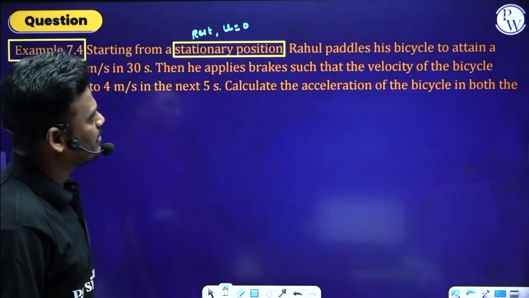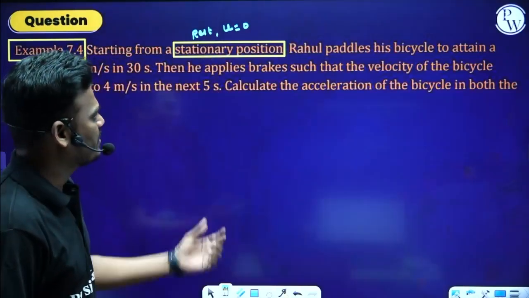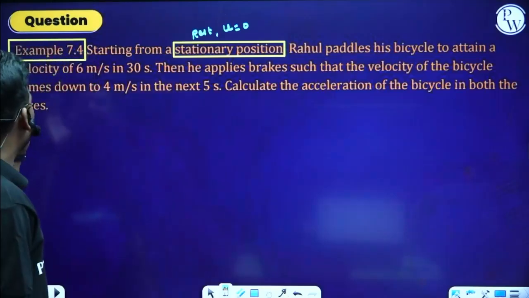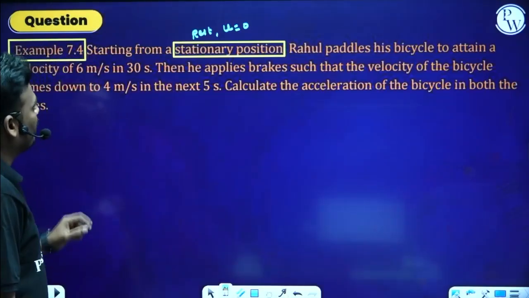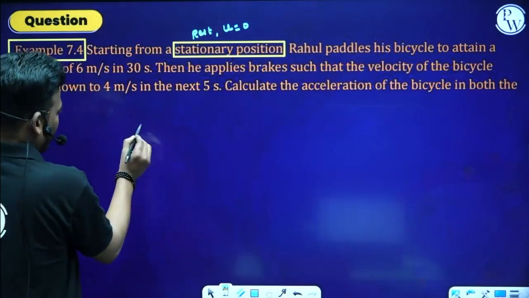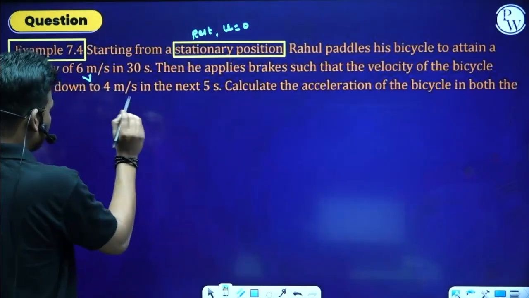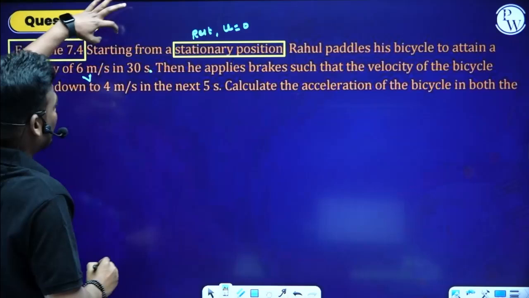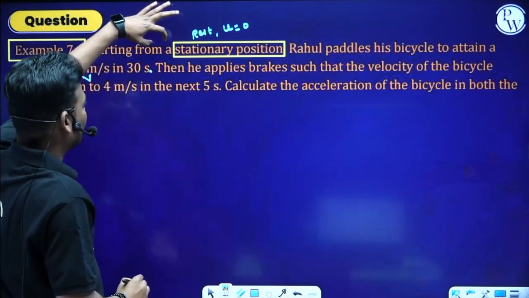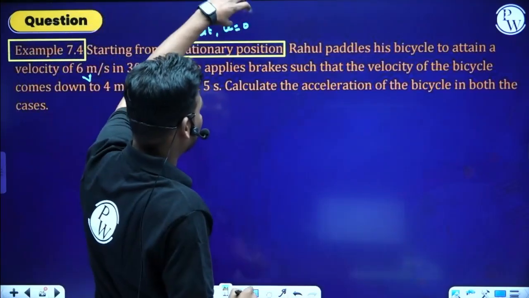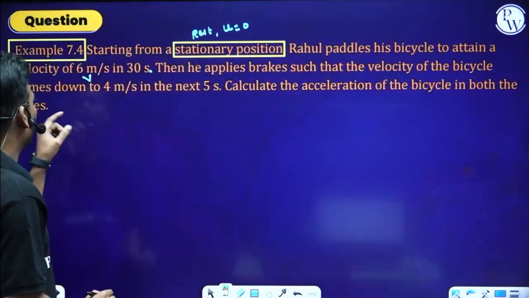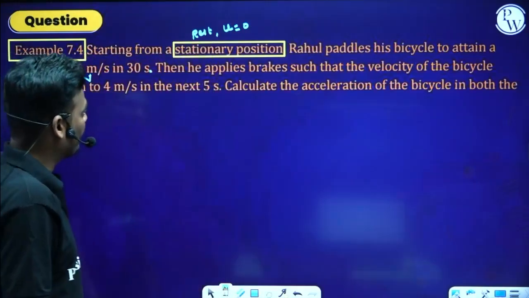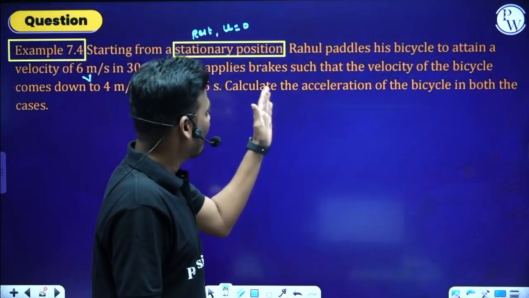Rahul pedals a bicycle to attain a velocity of 6 meters per second in 30 seconds. So they have given the final velocity for the first case. Starting from a stationary position, that is initial velocity 0, Rahul pedals the bicycle to attain a velocity of 6 meter per second in 30 seconds. Then he applies the brakes.